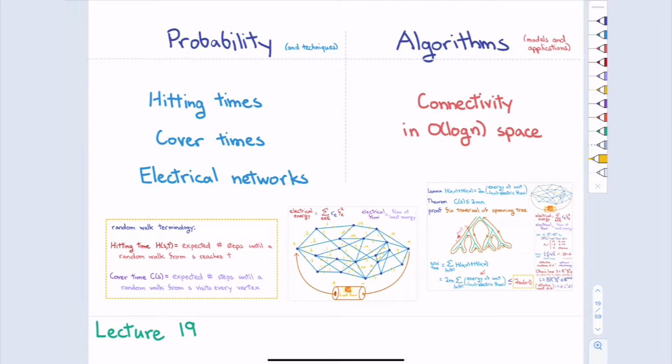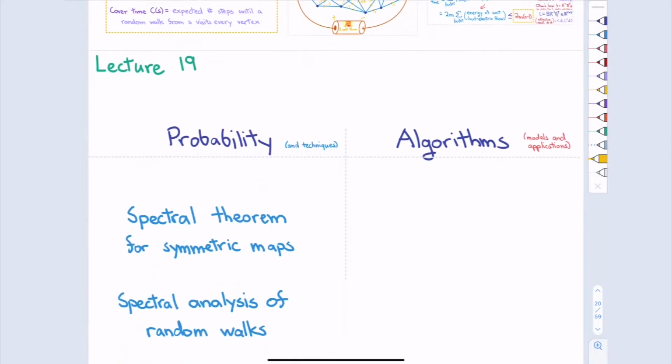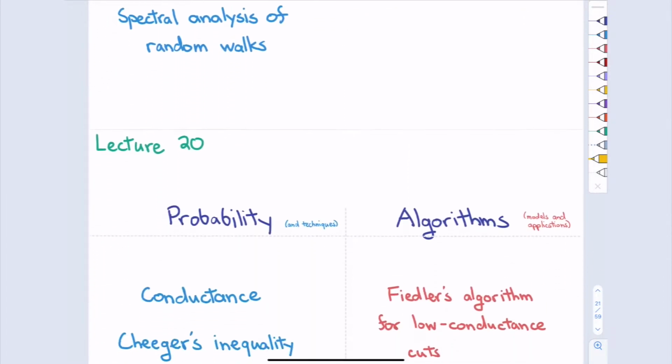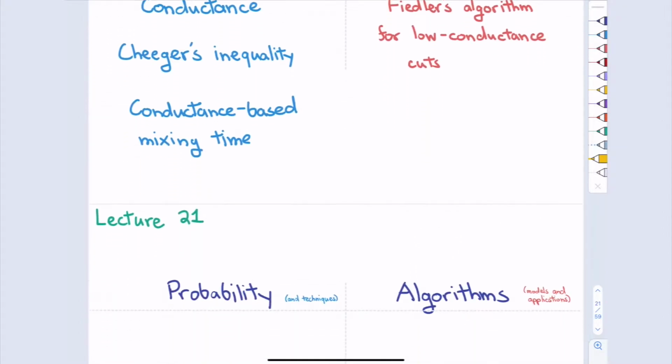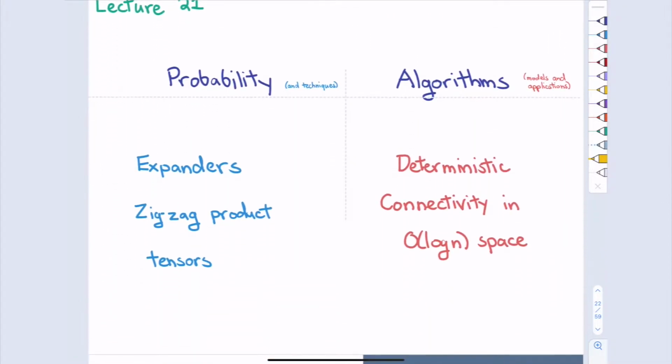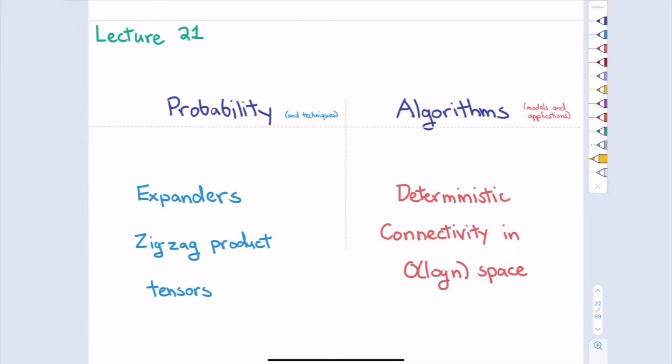Here's a lecture where we talked about connectivity, but we did it randomly. And since then, we've been developing all these analytical tools to understand random walks better. And today is supposed to be one of the big payoffs for all that labor.